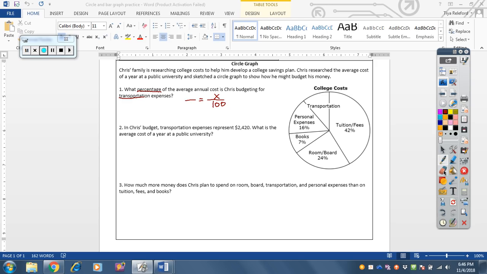Oh, I don't even have to do that, do I? How much is the whole circle? 100%, right? So I need to know what's left. You're going to add this plus this plus this plus this and subtract from 100%, and you'll have the cost for transportation.